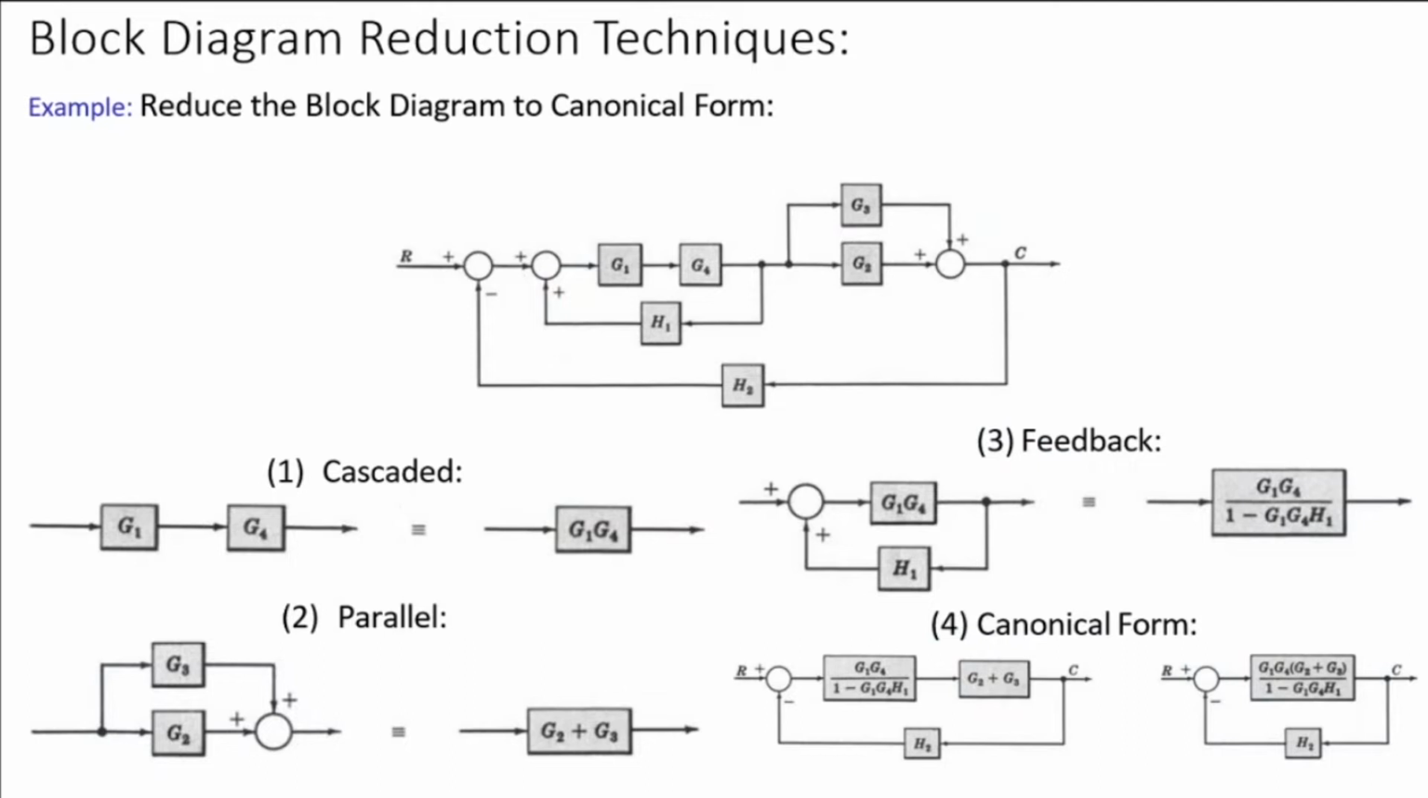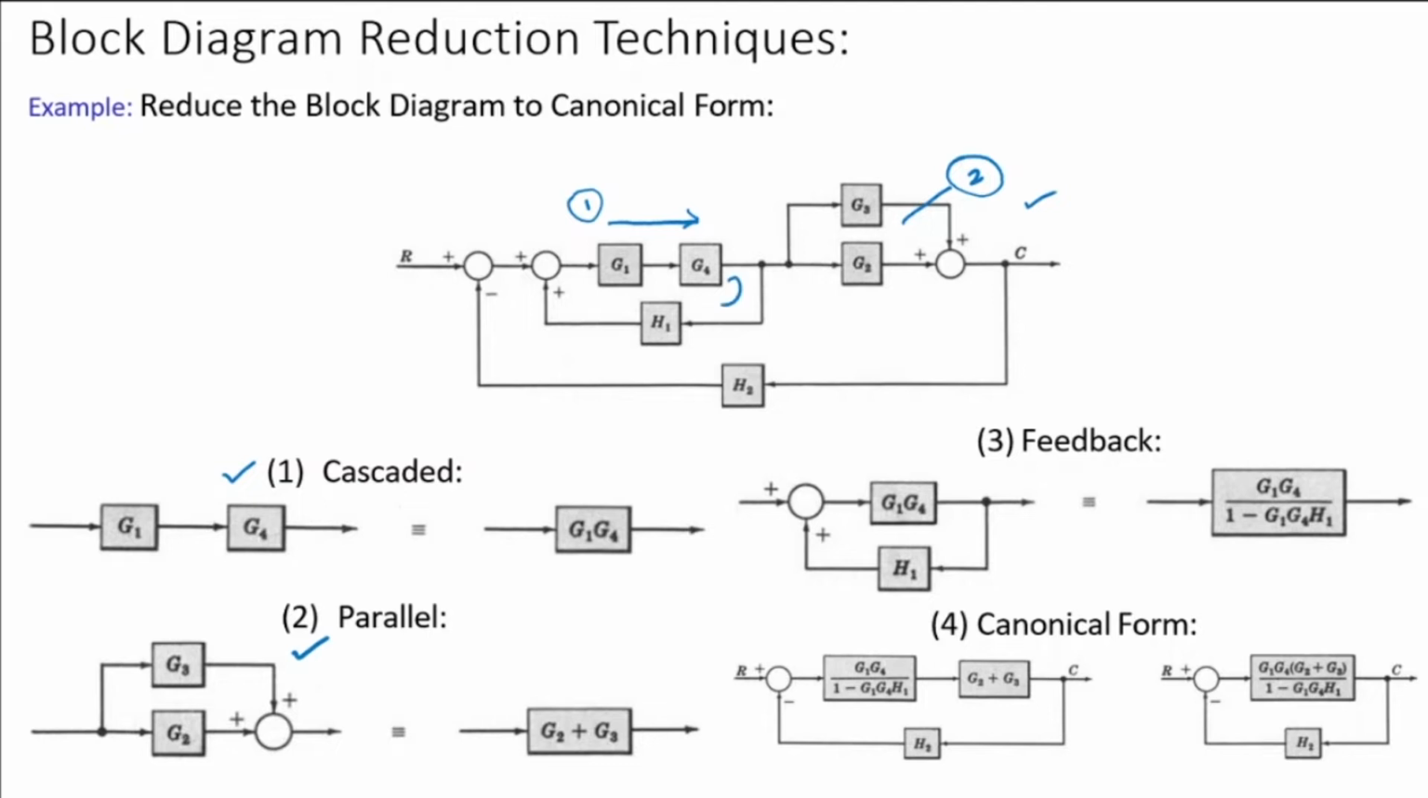First, these two are on the same path, so I can simply multiply them, and that is my part 1. G1 and G4 become G1 G4. This is the first thing that was done. Next we have a look at this part, which is part 2. This is going forward, so this will become G1, and this will become G3 plus G2, which is this one. Now we have reduced this loop.